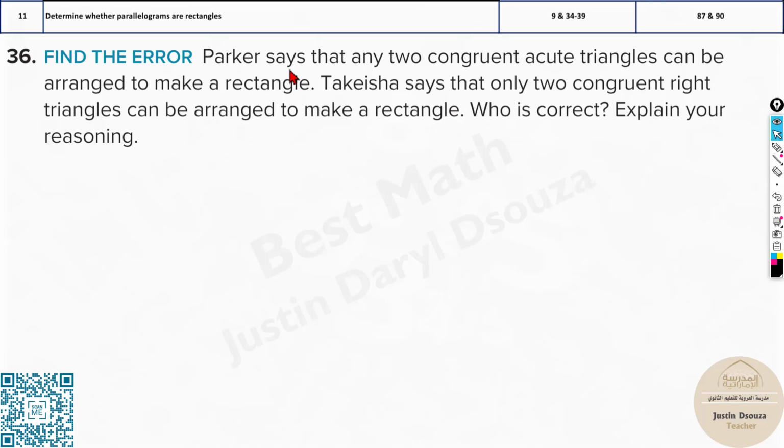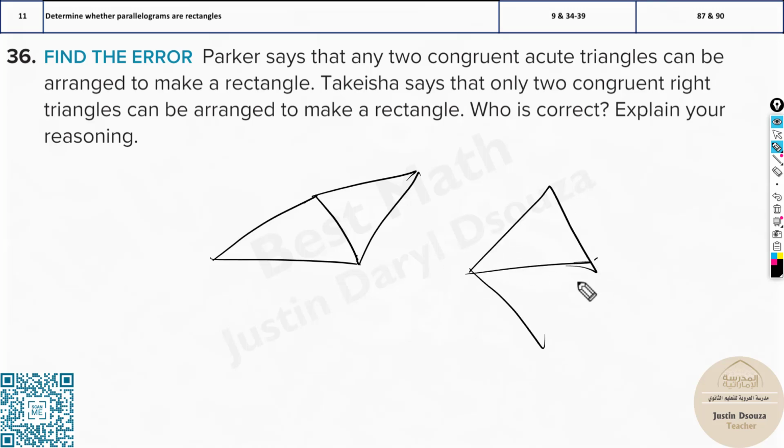Find the error. Parker says that two congruent acute triangles can be arranged to make a rectangle. Acute means all angles are less than 90 degrees, it can't be more than 90. It should be like 60, 60, 60 or 65, 65 and 50, something like that. We have two acute triangles. Let me put them over here. Another acute triangle will be something like this. I cannot assure it's going to be a rectangle. I mean, it cannot be a rectangle, I believe.